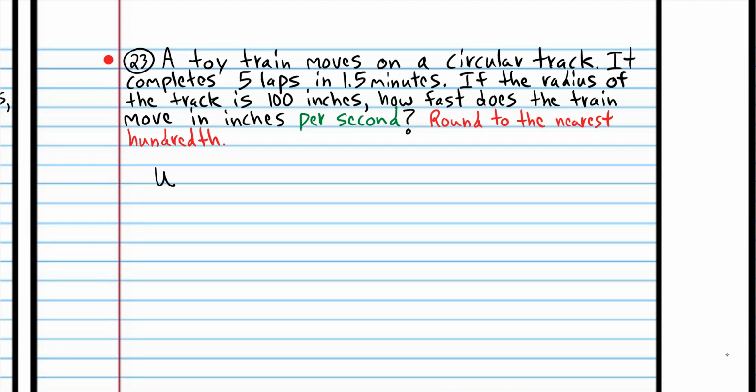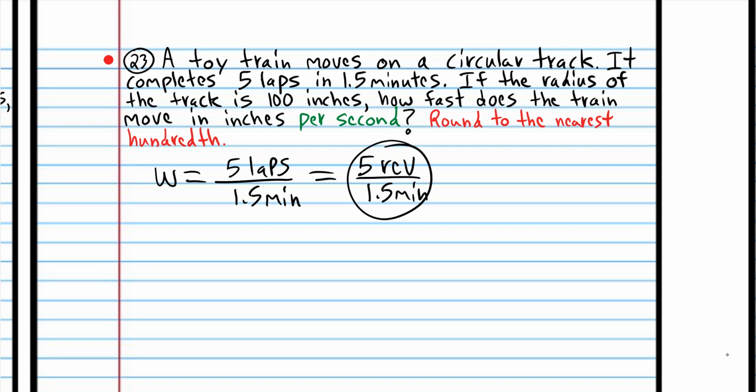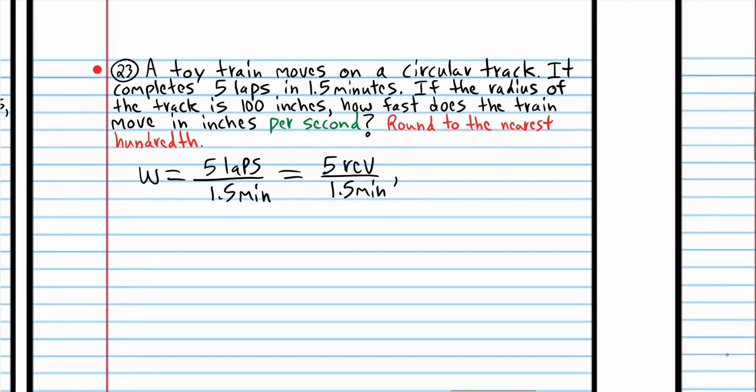So we're given the angular velocity is 5 laps every 1.5 minutes, but 5 laps is the same thing as 5 revolutions, just for your information. You don't have to write this extra part there, but it's good to know that those are just the same thing as revolutions. And the radius of the track is 100 inches. So now remember, we can't use revolutions per minute, so we have to convert to radians. You can't use any of these formulas that we learned today unless you convert to radians.